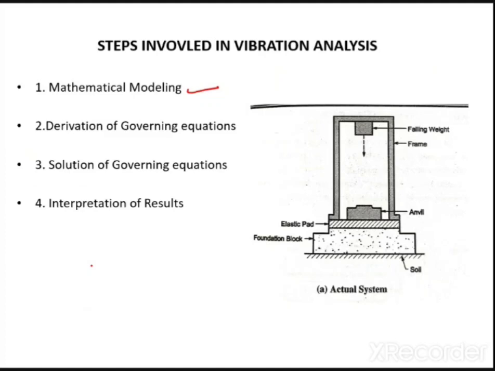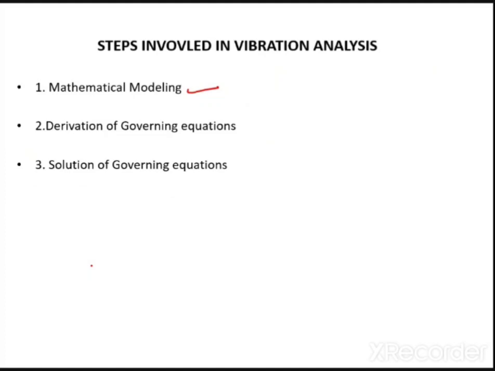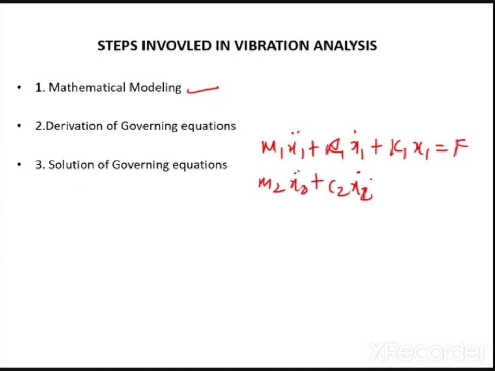Then next is the solution of the governing equation. Once you get the equations, let us say you have two equations: m1 x1 double dot plus c1 x1 dot plus k1 x1 is equal to f. Similarly, m2 x2 double dot plus c2 x2 dot plus k2 x2 is equal to f. Now we have equation number one and equation number two. The third step is to find the solution of this governing equation. What is the solution of the governing equation?